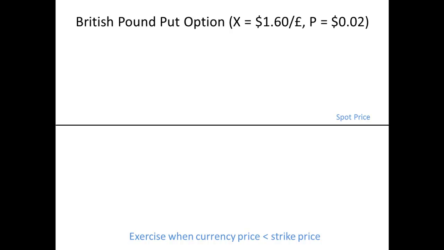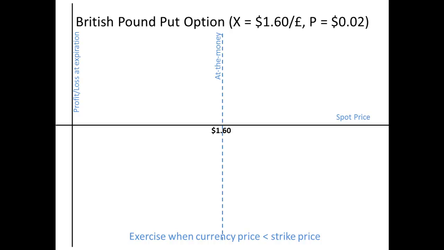Again, we are going to plot the spot price along the x-axis and the profit or loss at expiration along the y-axis. At 160, this option is at the money because the spot price and the strike price are the same. So there's a loss of 2 cents. The buyer will not exercise it.